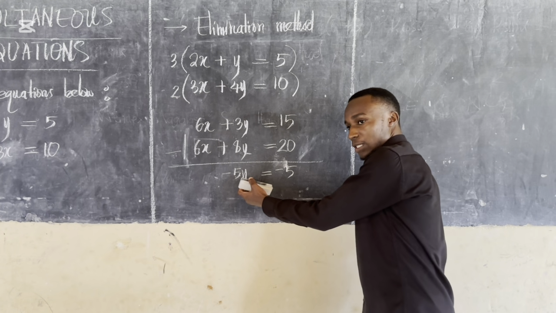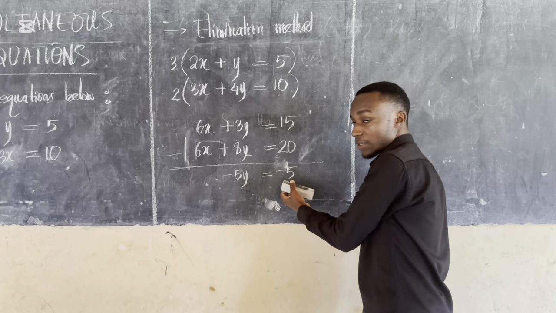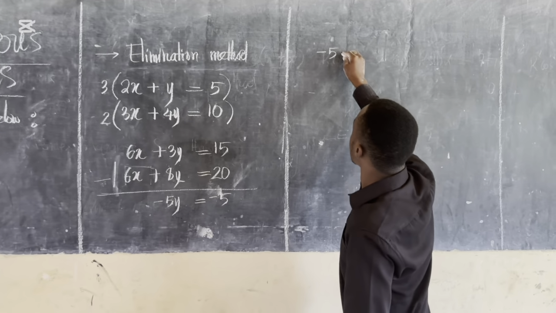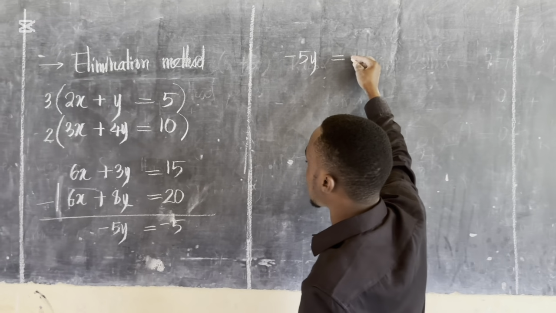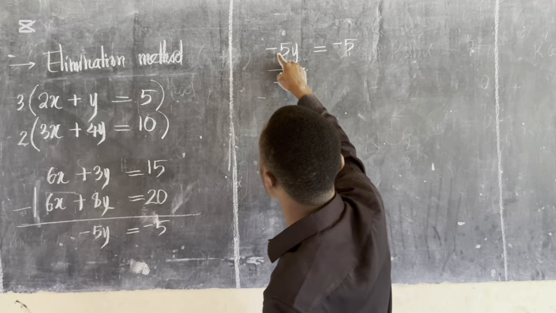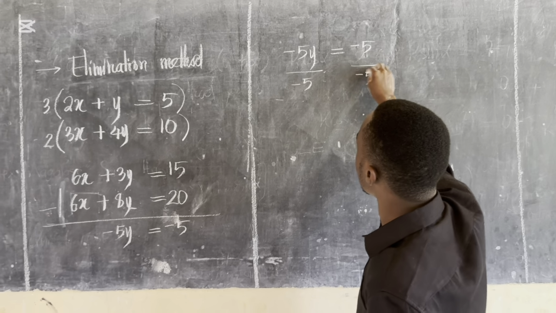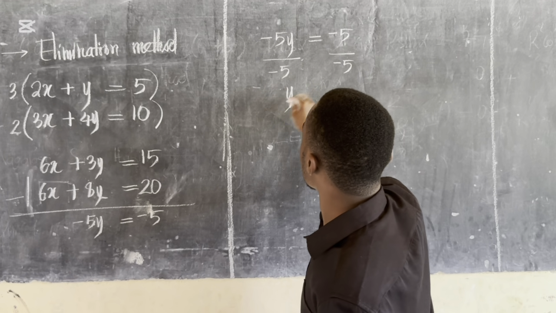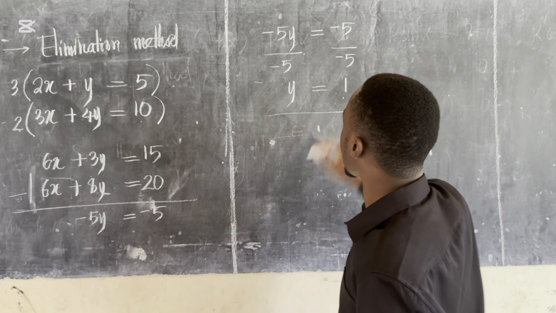Don't divide from this very step. Never divide from this very step. Instead, rewrite that step, and now divide by the coefficient of y. Of course, divide by negative 5, also by negative 5 on this side. So your y will remain as a 1.